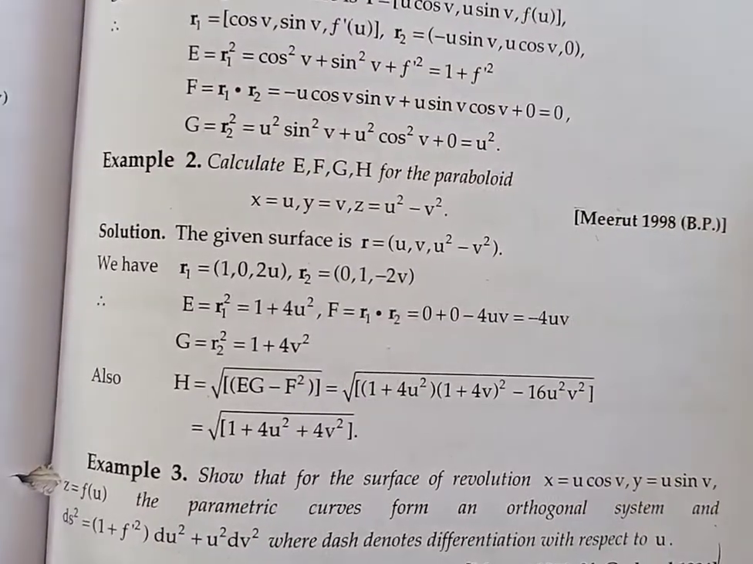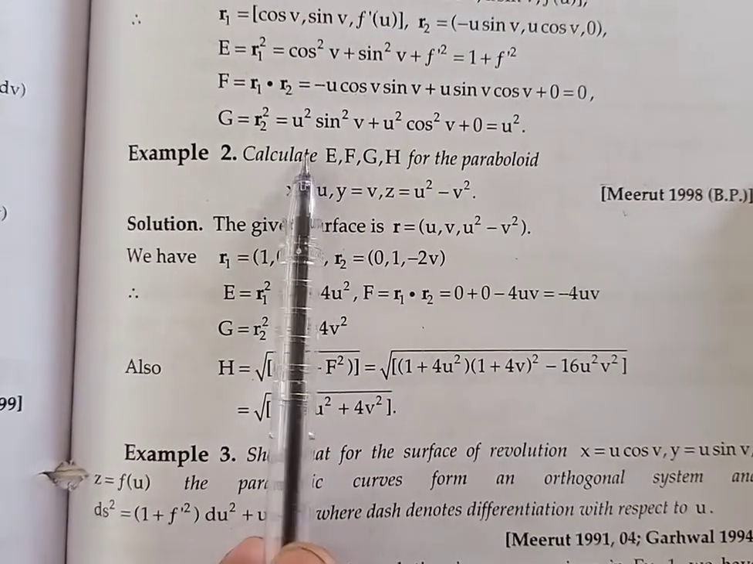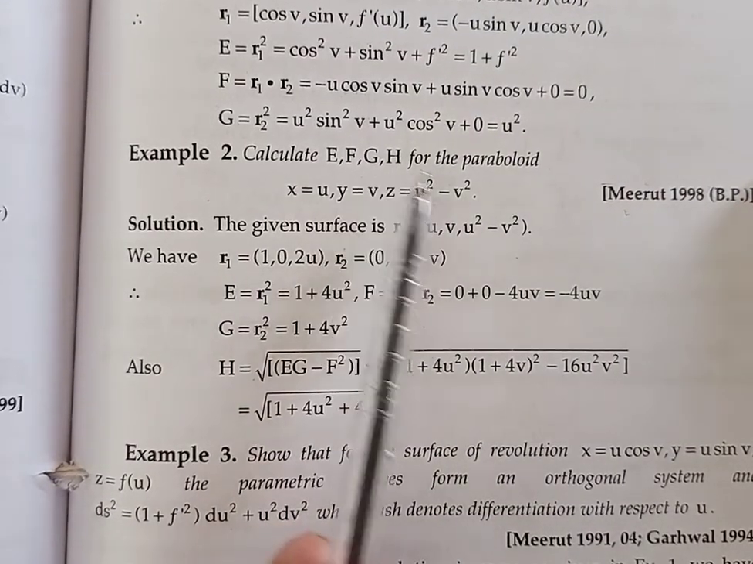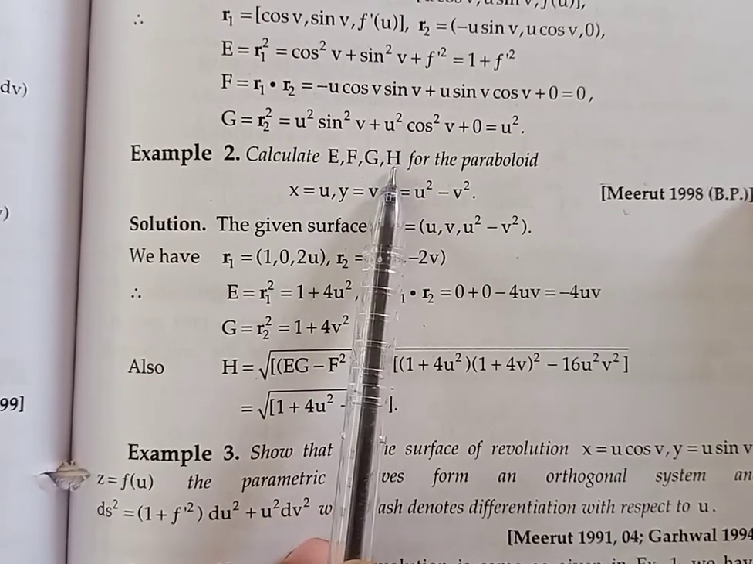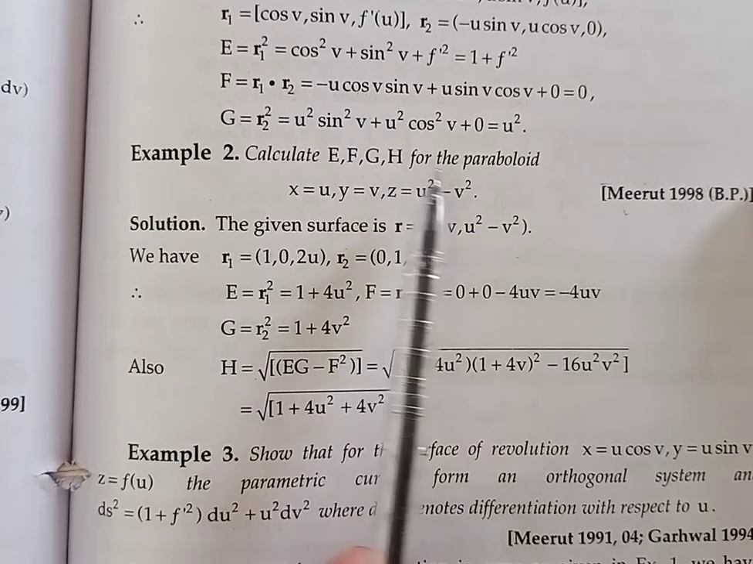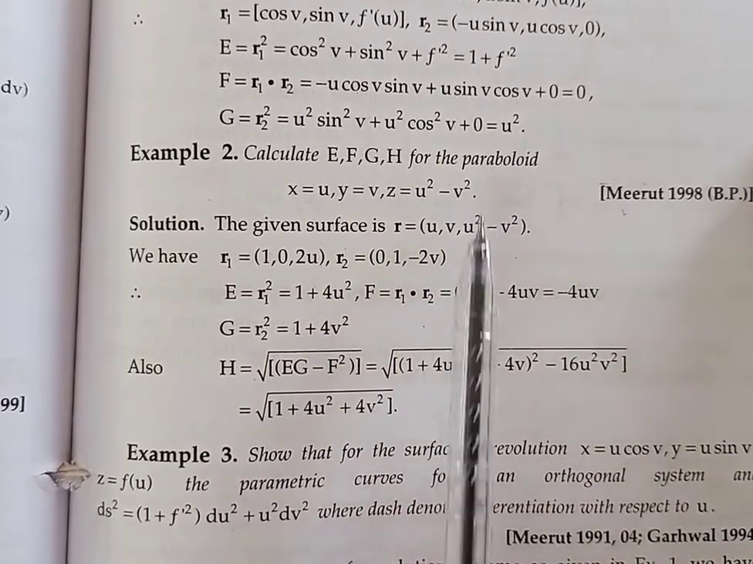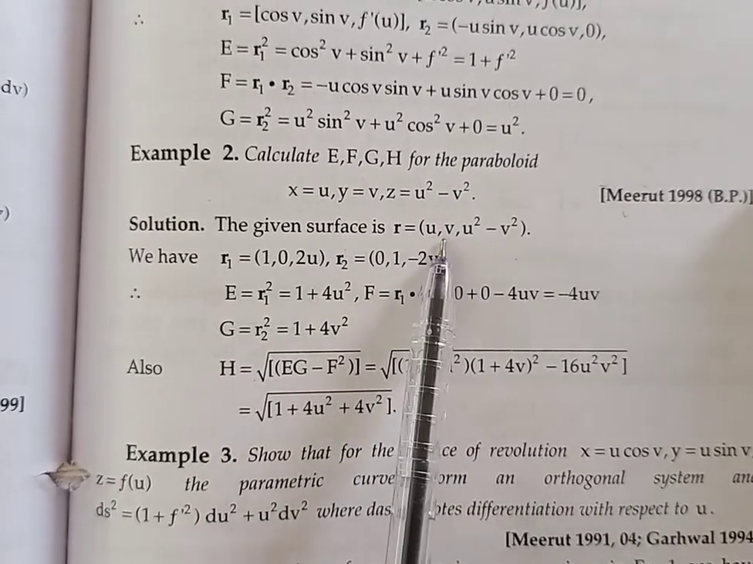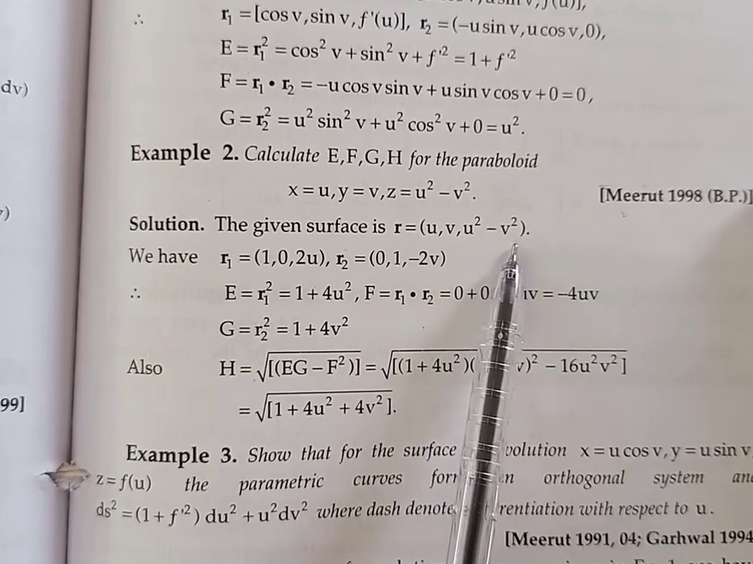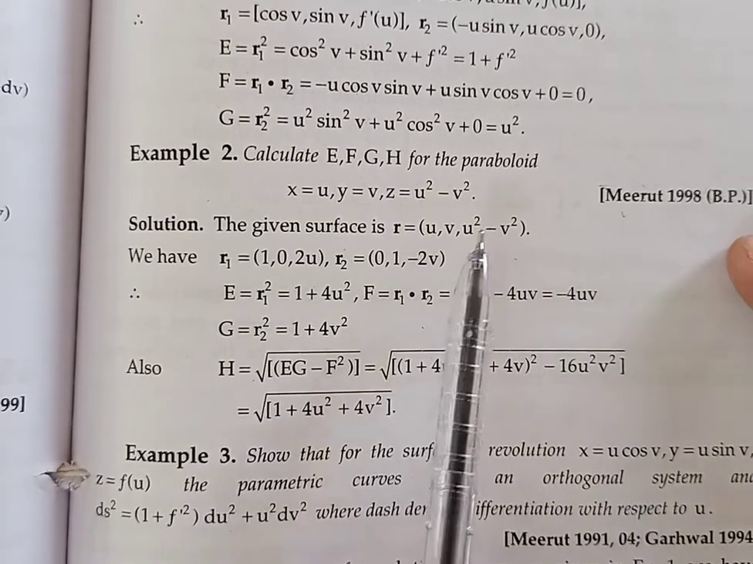Now in the second problem, we are to find the fundamental magnitudes E, F, G and also H, which is given by the square root of EG minus F square, for the paraboloid having the position vector of the point given by the coordinates (u, v, u square minus v square). So this is the position vector of a point on the paraboloid.